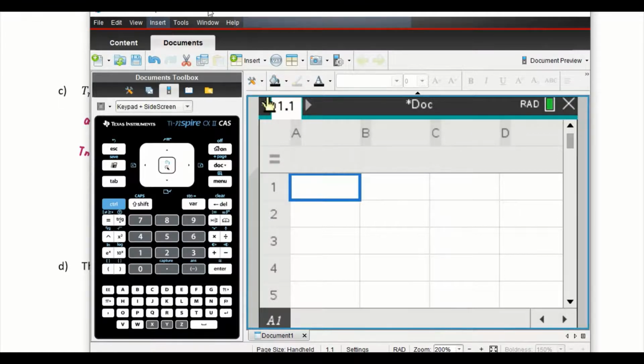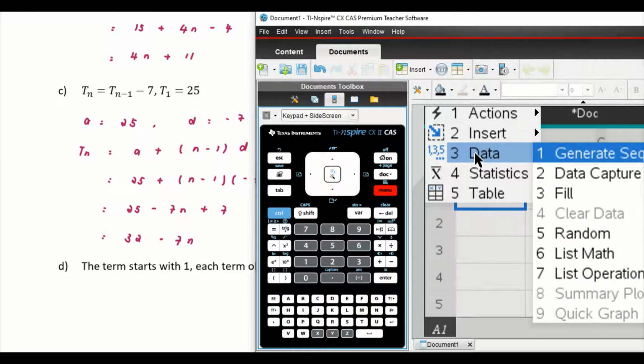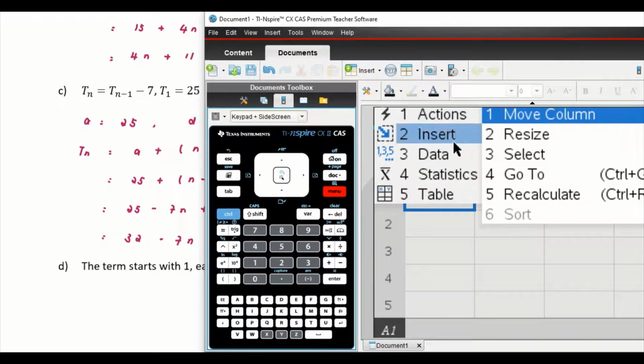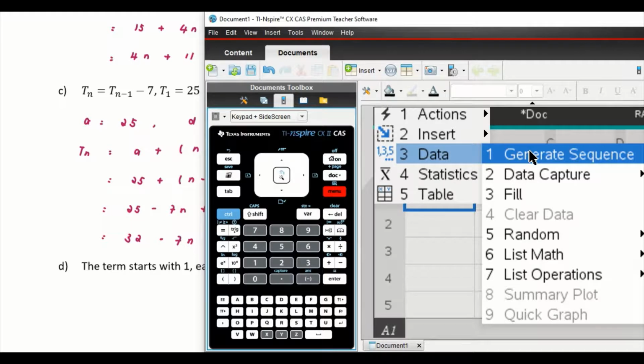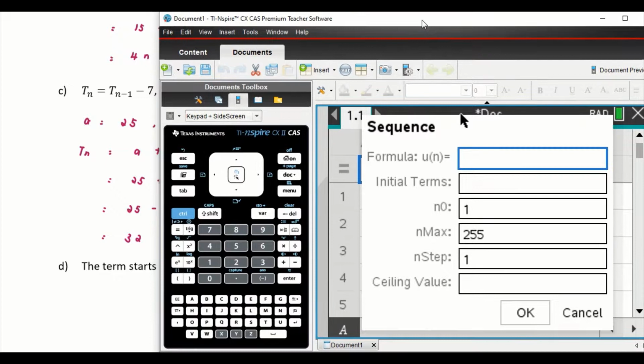Okay, so let's look at the equation that we have. I'll show you first how to generate the recursive one. So this is the recursive. You can go to Menu and then Data, then you can see Generate Sequence. Menu, Data, Generate Sequence, so Menu 3 1. After you press Generate Sequence, it will come out something like this. The tab here will ask you what is the formula for your un. You can imagine that what we have here is Tn. It's the same thing, just a change of letter from T to U.